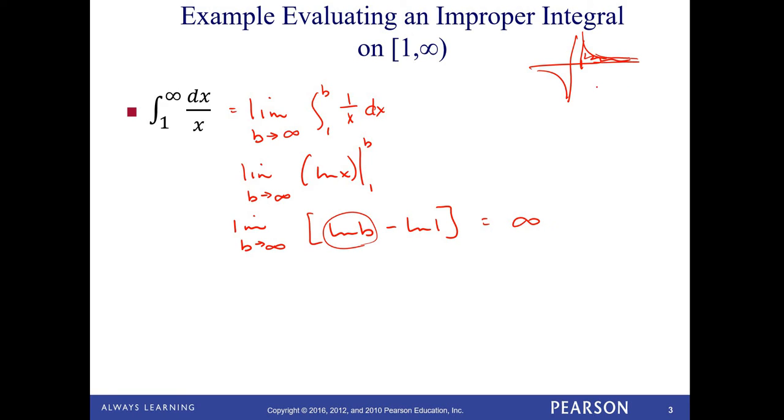So since this area approaches infinity, we say that the integral diverges. It does not have a value. It gets bigger and bigger as we go. Now, it seems that that would always be the case, but it's not true. Let's take a look at another one.